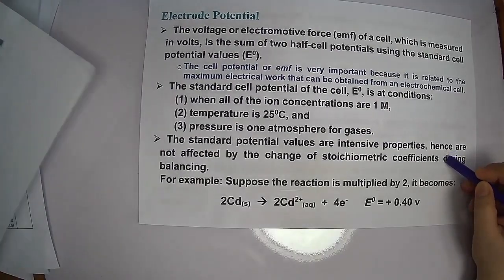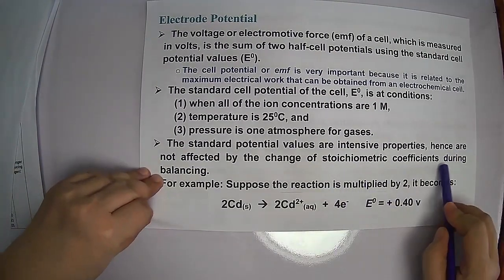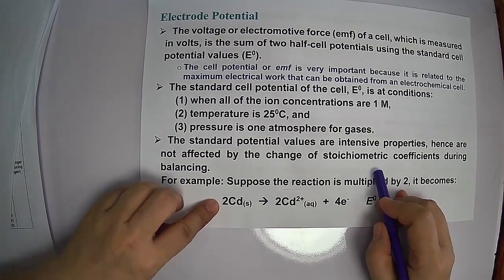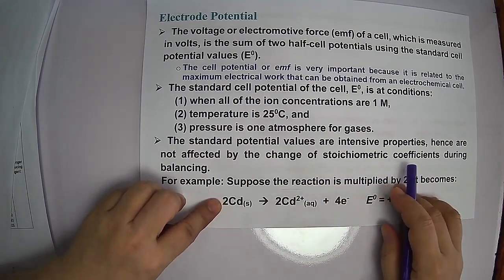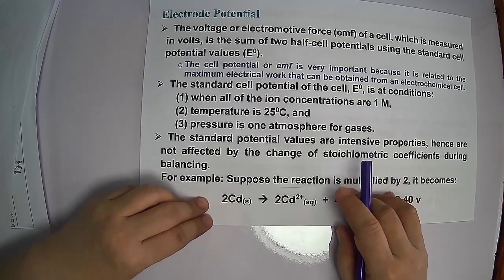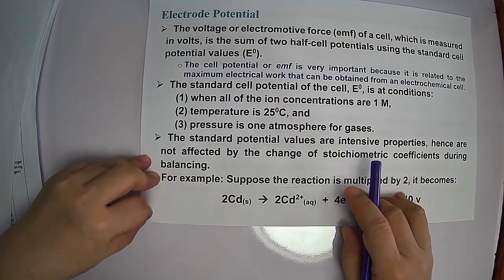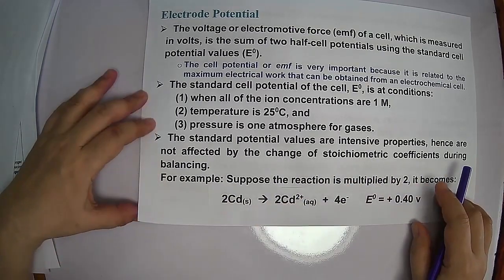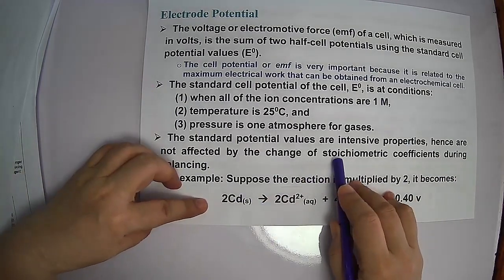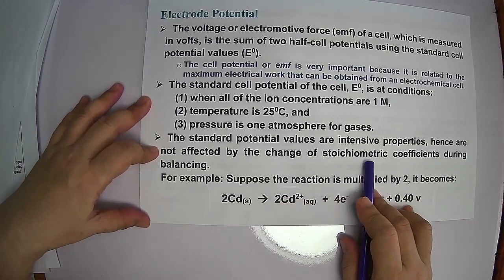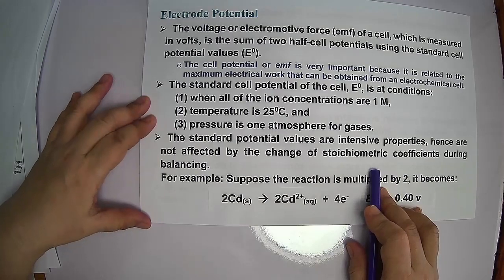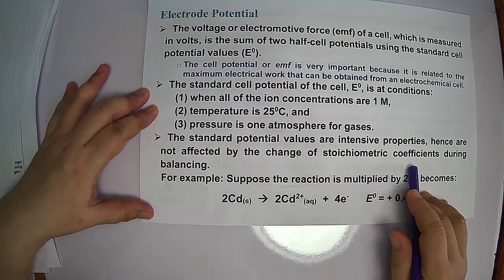The standard potential values are an intensive property. Hence, they are not affected by the change of stoichiometric coefficient during balancing. Unlike in thermochemistry, where the heat involved is a molar heat, when you multiply the thermochemical reaction by a coefficient, the heat associated to that reaction is likewise multiplied. However, standard potential values are not affected by the change in stoichiometric coefficient during the balancing of the equation. We balance that only to determine the total number of electrons being transferred.